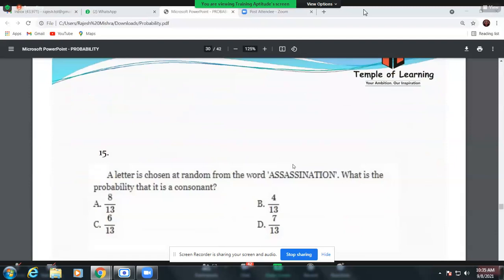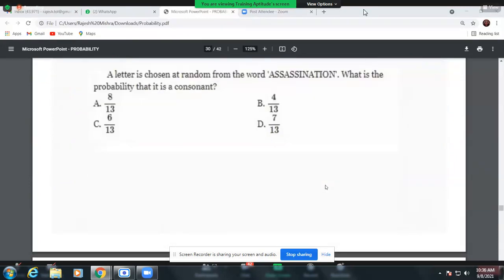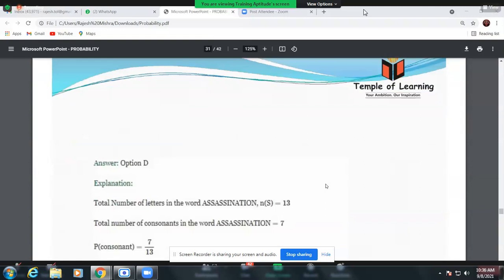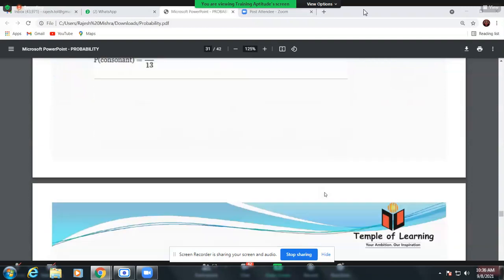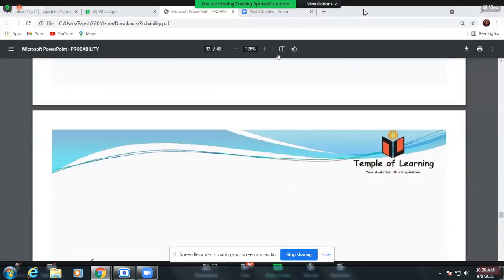A letter is chosen at random from the word assassination. What is the probability that it is a consonant? Now, again, I don't want to discuss this. Vowels were 6, so consonants were 7. So 1 minus 6 upon 13 or 7 upon 13. One and the same thing. You get the answer. All right. This was a sitter. There was no need to.